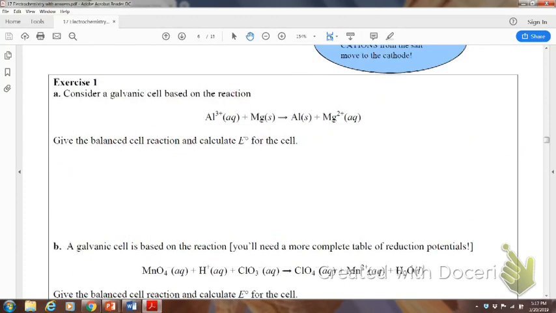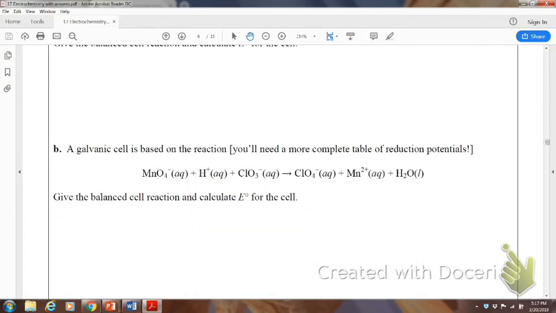All right, let's see what B says. B says a galvanic cell is based on the reaction. You'll need a more complete table of reduction potentials, so I'll give them to you on this one. We've got permanganate, hydrogen ion, chlorate going to perchlorate, manganese ion, and water. Okay, so I will be giving you those values for that.